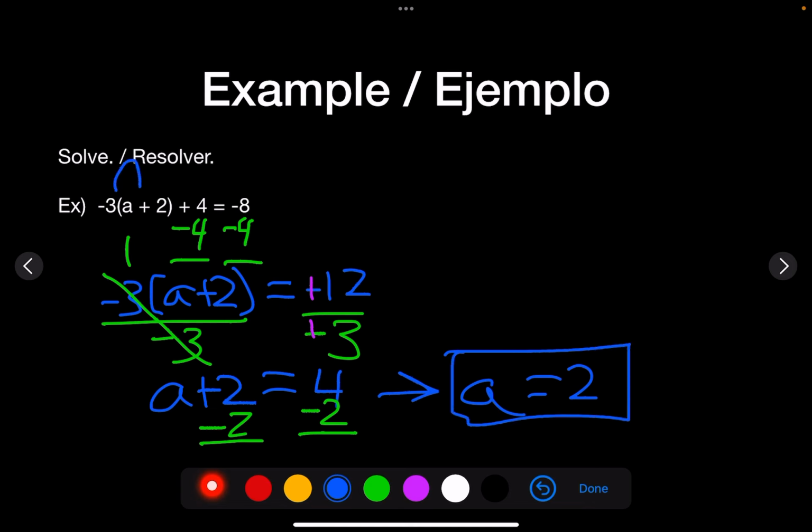Now you could have distributed to each of these terms. That would just have made the problem longer and harder. So be on the lookout for this approach, treating the parentheses like a variable to isolate.